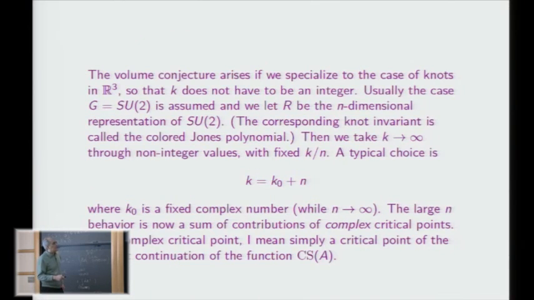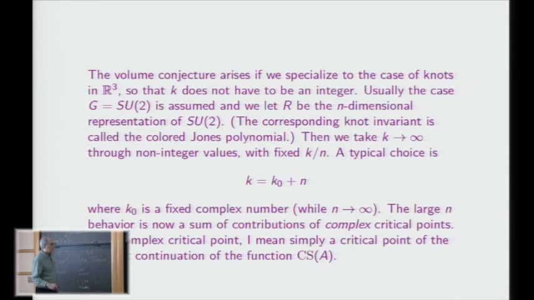Now, the volume conjecture arises if we specialize to knots in R^3 so that k doesn't have to be an integer. And then usually people consider the case of SU(2), but they let R be the n-dimensional representation of SU(2), not the 2-dimensional representation. The corresponding knot invariant is what people call the colored Jones polynomial. Then we take k to infinity through non-integer values with fixed k over n. A typical choice, not the most general thing, but a typical choice is to let k be a fixed complex number plus n, where n goes to infinity. So k over n approaches 1.